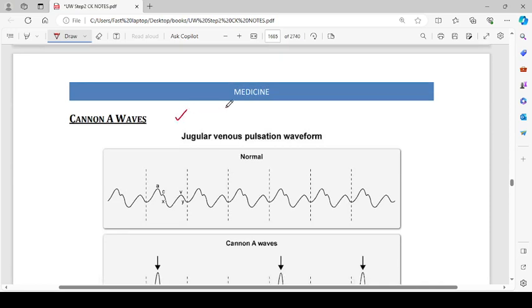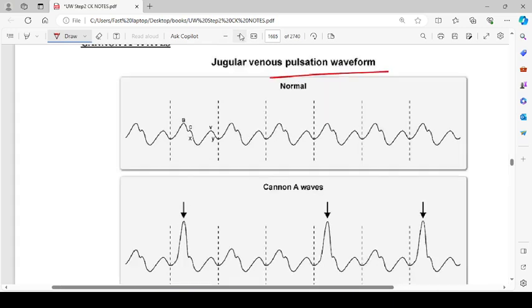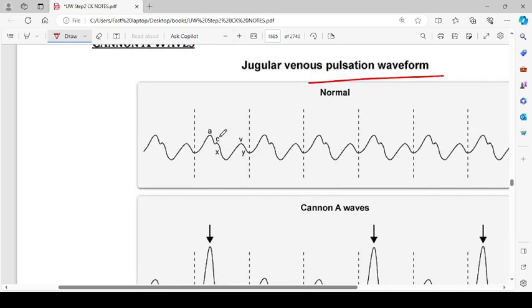So what are cannon A waves? Here you can see jugular venous pulsations. If I decode these waves for you, the jugular venous waveform is basically a reflection of the atrial pressures. Suppose this is the heart, with the atria above and the ventricles below. The atrium is connected to the superior vena cava, which is connected with the subclavian vein and the brachiocephalic vein, and the brachiocephalic vein is connected with the jugular veins.